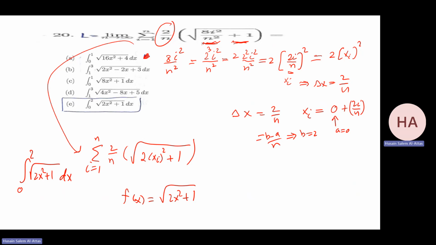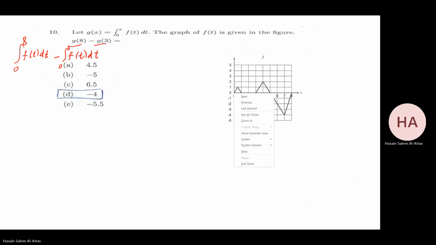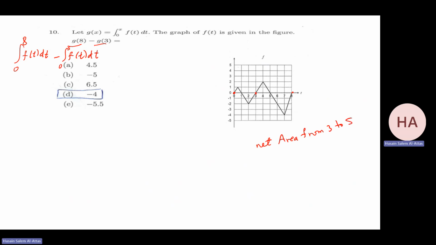I think this is the easiest way to deal with it. Maybe there are other ways to do it. Okay. The g of x equals this. The graph is given in the figure. He wants g of 8 minus g of 3. What is g of 8? g of 8 is the integral from 0 to 8 of f of t dt, minus the integral from 0 to 3 of f of t dt, which means what? I want the net area from 0 to 8 minus the net area from 0 to 3. So I want only the net area from 3 to 5, because I want all of this net area minus this net area.